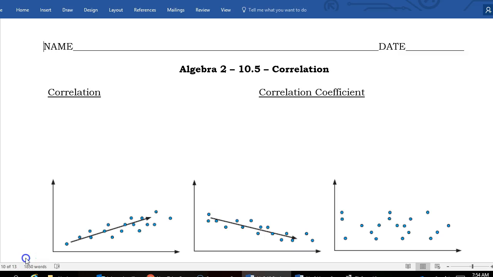This is Algebra 2, Lesson 10.5, Correlation. So correlation is a measure of how related two variables are.